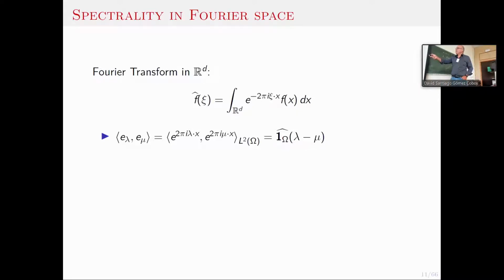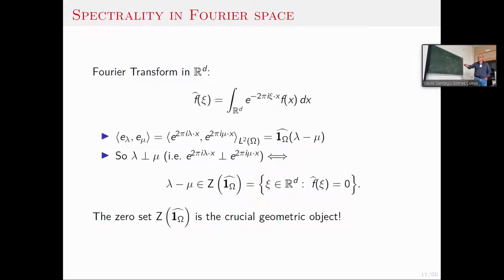So the inner product in our space L2 of omega is this. Now if you multiply this with the conjugate of that, you will get exponent lambda minus mu up here. You get exactly this with xi being lambda minus mu. So what you actually get is that the inner product of E lambda and E mu is the Fourier transform of the domain at lambda minus mu. So orthogonality for two frequencies, by saying that two frequencies are orthogonal, I mean the corresponding exponentials are orthogonal. Two frequencies are orthogonal if and only if their difference lies in this zero set.